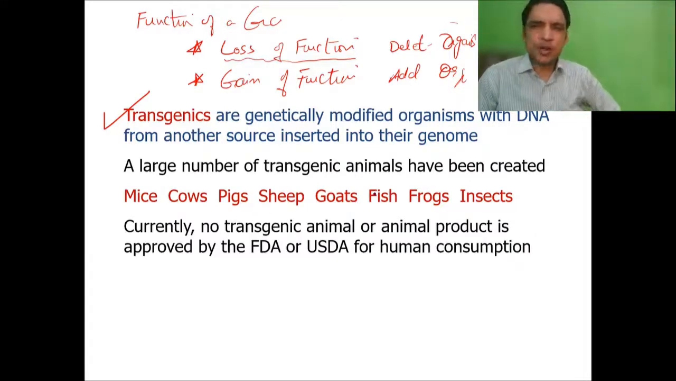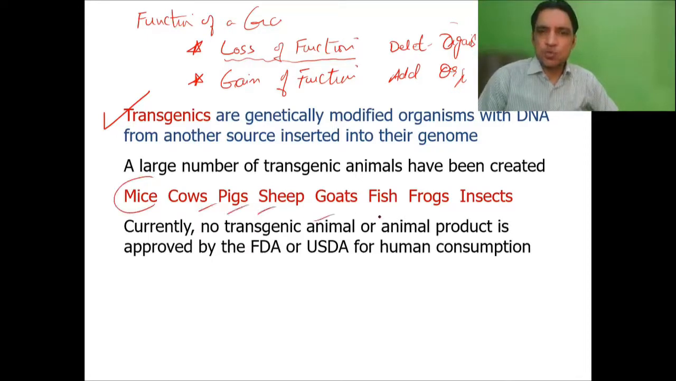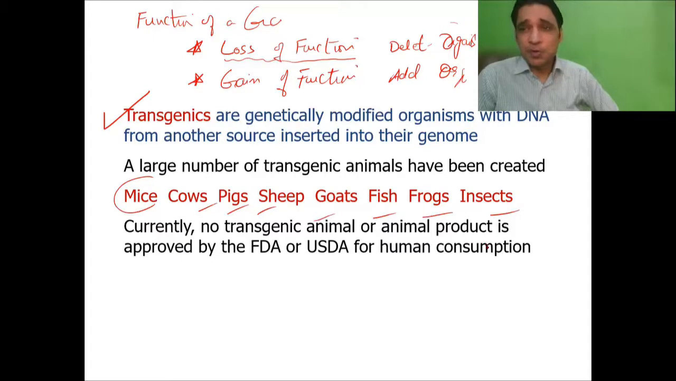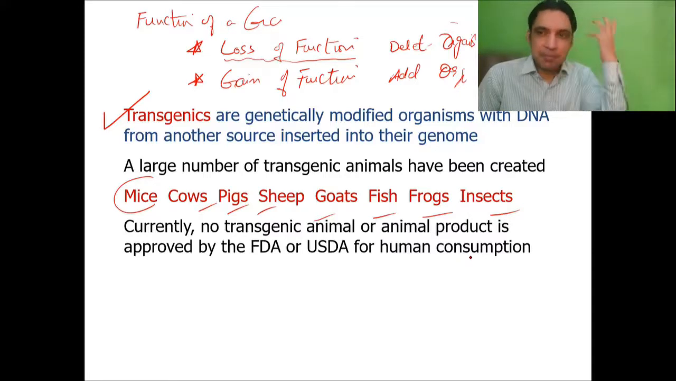A large number of genetically modified organisms have been created: mice, cows, pigs, sheep, goats, fish, frogs, insects, and many more which are not listed here. Many more which we don't know. Many of the villains out there are creating many organisms by inserting pieces of DNA of their own choice. But remember, it is still not something which is completely understood.